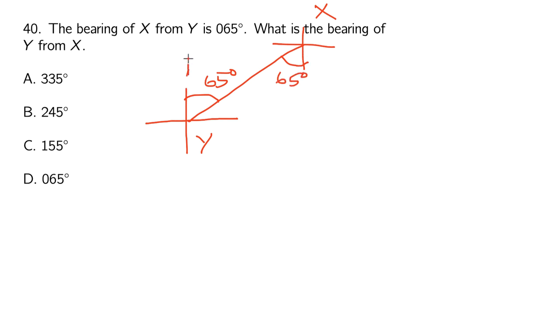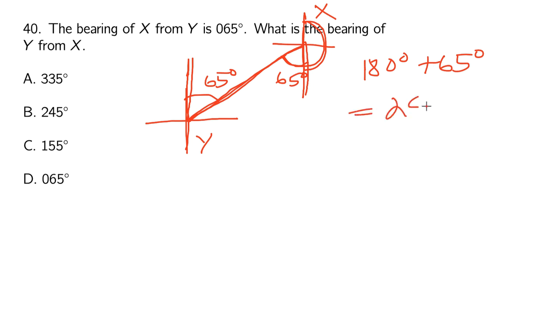This line is parallel to this line. So this is the transversal, and these are alternate or Z angles. So they are both the same, 65 degrees. And we are now looking for this whole angle. That's going to be 180 plus 65. So 180 degrees plus 65 degrees, that's 245 degrees. That's going to be the bearing of y from x.